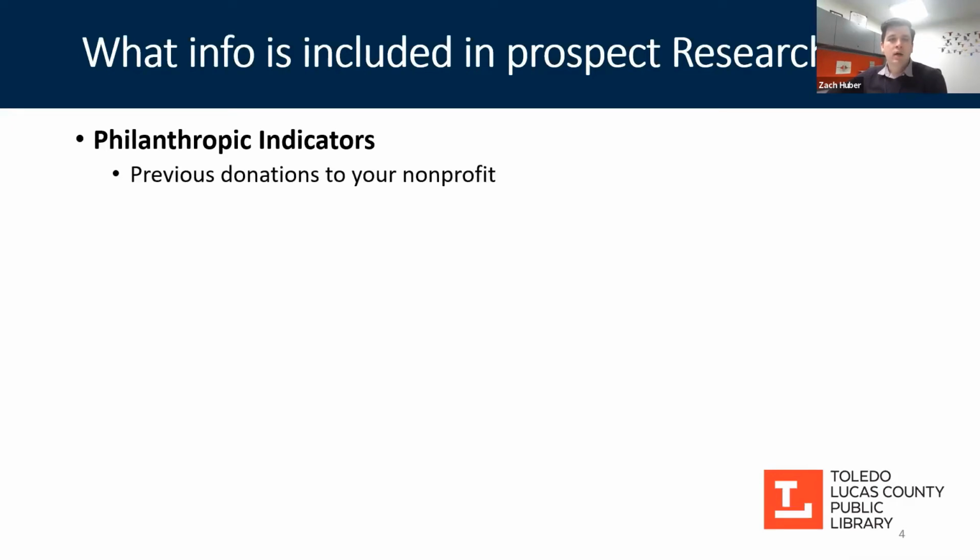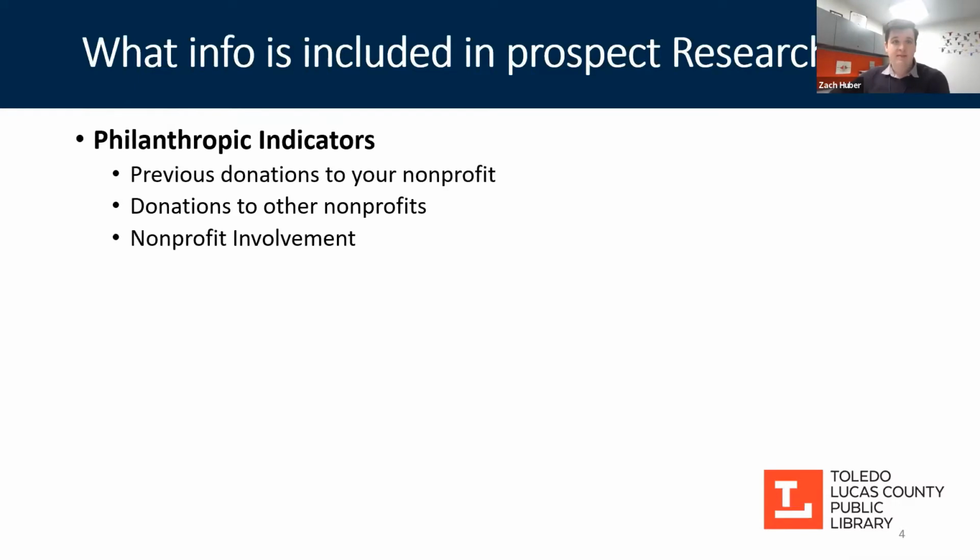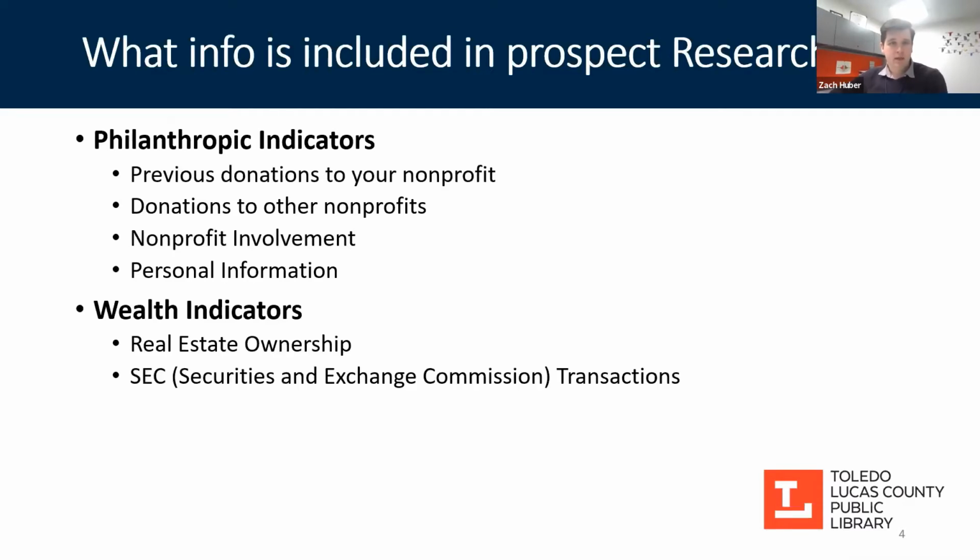What kind of info do we gather when it comes to prospect research? There are 2 different types of data. There's the philanthropic indicators, which are previous donations to your nonprofit, donations to other nonprofits, nonprofit involvement, personal information, and then there's wealth indicators, which can be real estate ownership, SEC, which is Securities and Exchange Commission transactions, so stock or other types of securities, business affiliations, and then political giving.